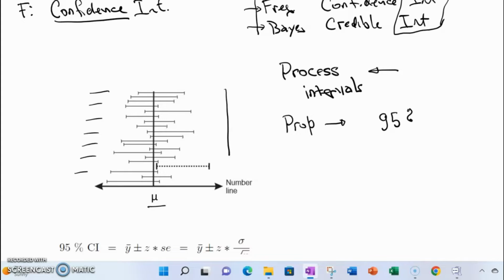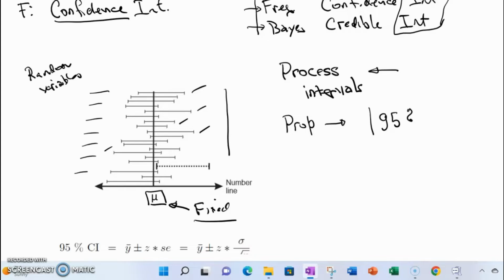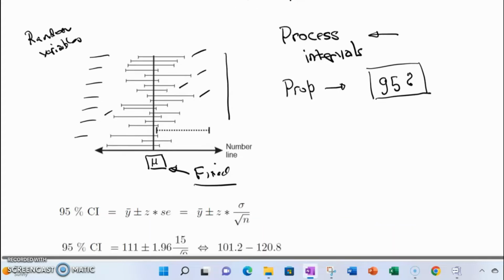The key thing to remember is that mu is fixed. We could go out there and get the records of all the IB students, determine their IQ, and determine what that mean value was. In contrast, the intervals can be thought of as random variables. Every time one did the experiment, one would get a different sample and a different interval, but in the long run, 95% of those intervals would straddle the true mean.